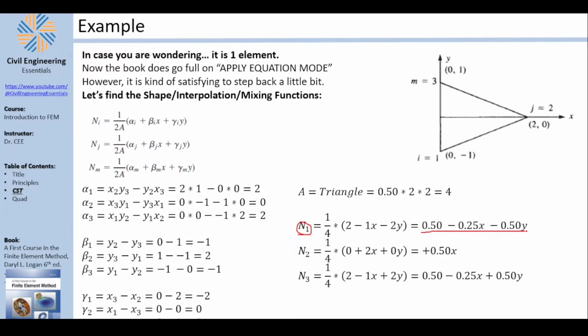So those are the shape functions. N1 is a function in x and y, N2 is a function in x only, and N3 is a function in x and in y. So we can use those to find our strain.